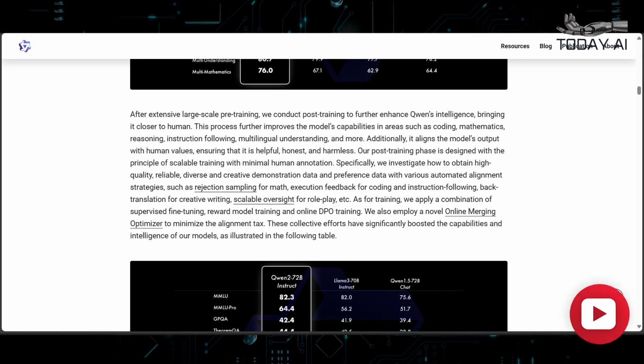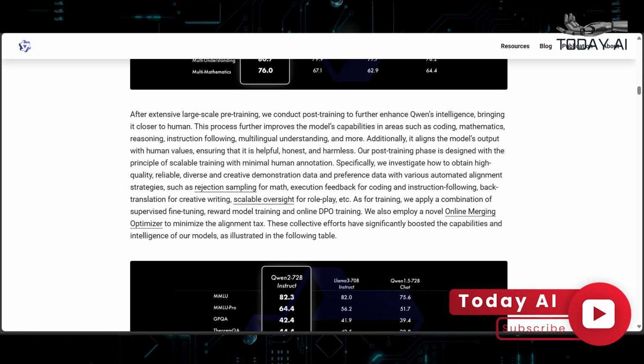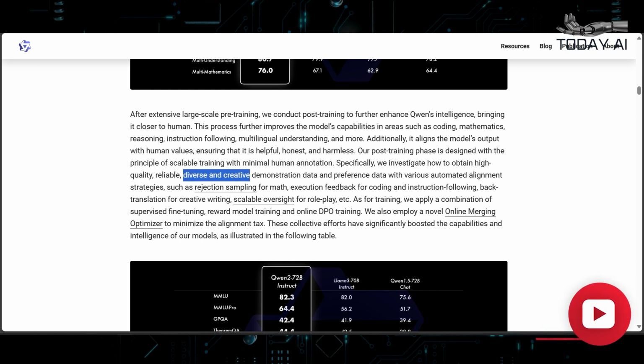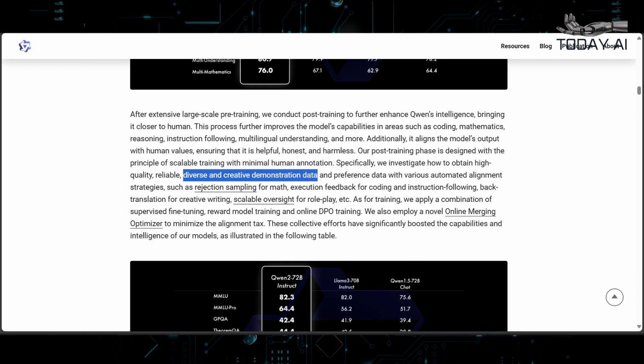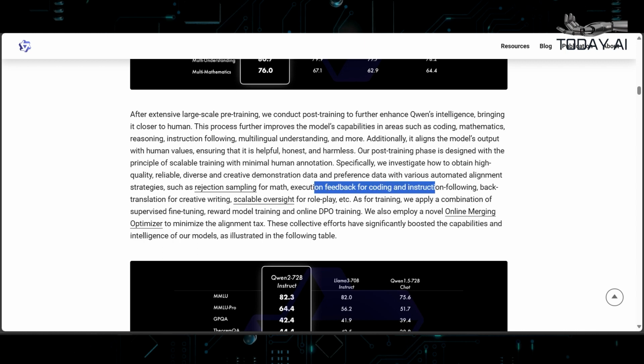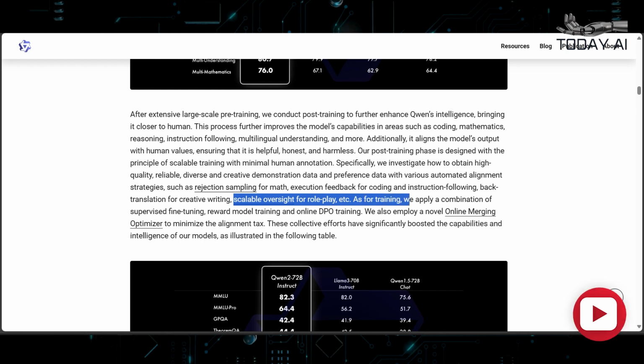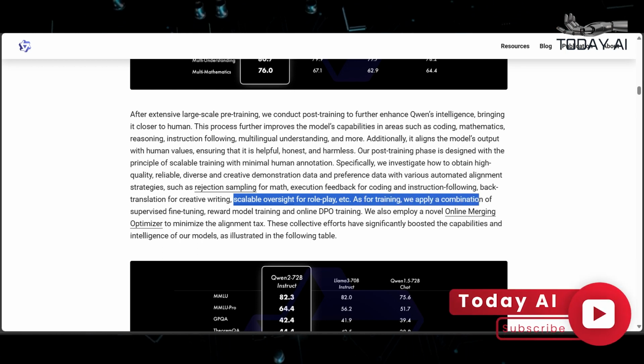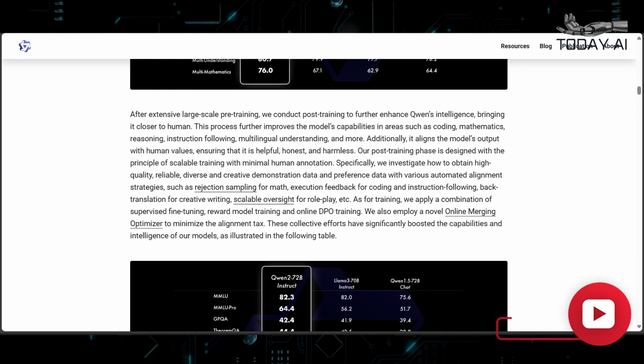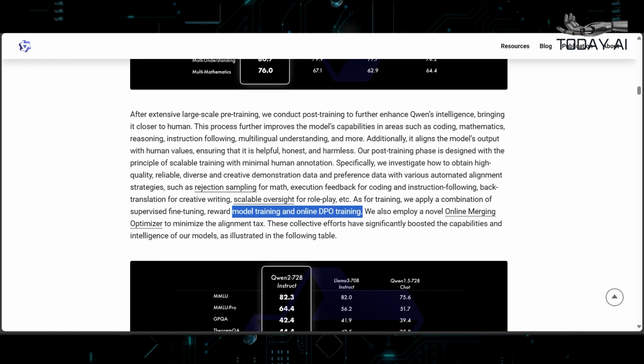Specifically, we investigate how to obtain high-quality, reliable, diverse and creative demonstration data and preference data with various automated alignment strategies, such as rejection sampling for math, execution feedback for coding and instruction following, back translation for creative writing, scalable oversight for roleplay, etc. As for training, we apply a combination of supervised fine-tuning, reward model training, and online DPO training.